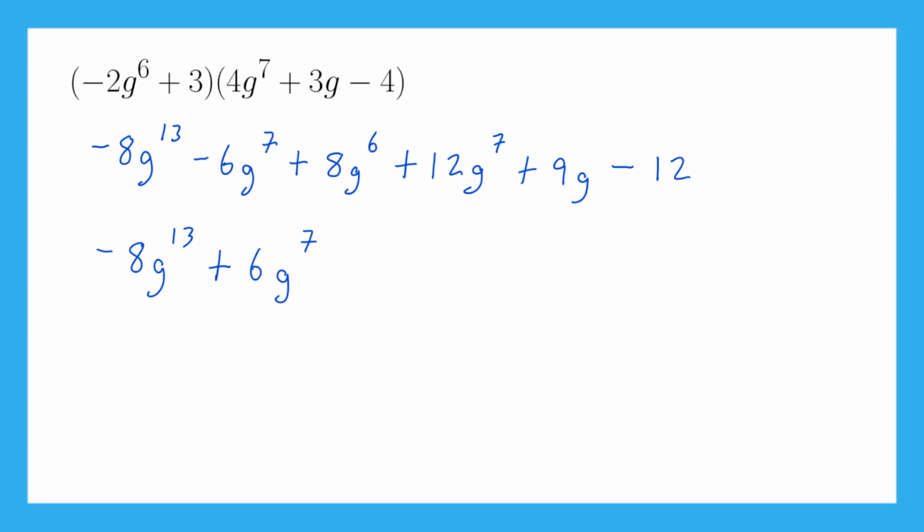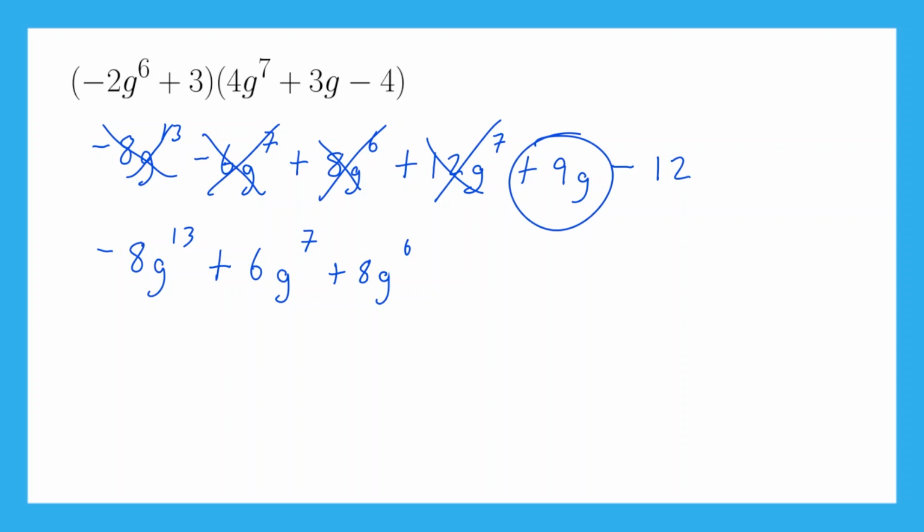Okay, what's the next biggest exponent? We have a 6, right? So we're going to say plus 8g to the 6th. And then let's see here. If it helps you, you can cross out what we've already written. So you know, as we get longer expressions, sometimes that's helpful. So you can cross out the negative 8g to the 13, the negative 6g to the 7, 8g to the 6th, 12g to the 7. We still have the 9g. There's no like terms as we talked about, so we can just say plus 9g. Cross that out. And we still have minus 12. So eventually, at the very end, we need to write minus 12.